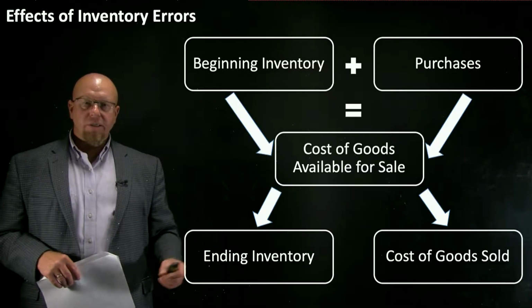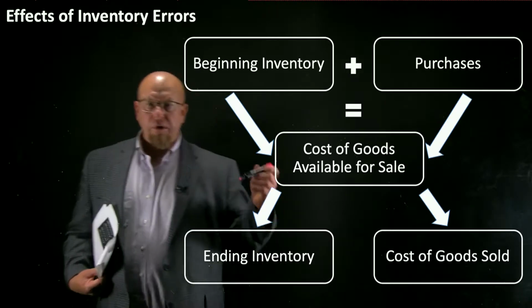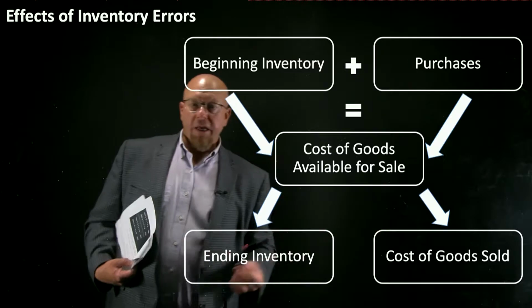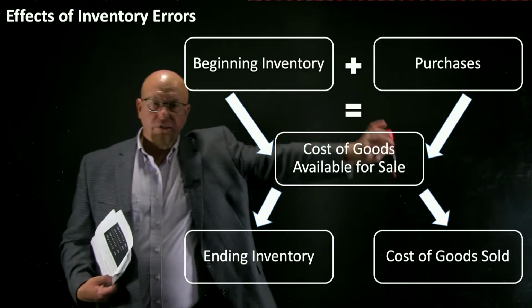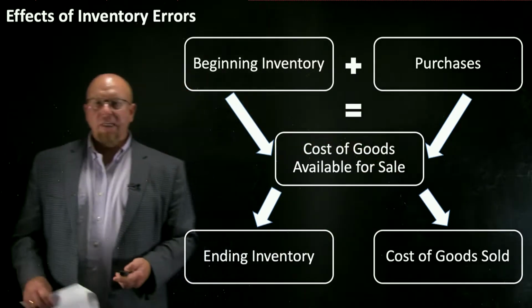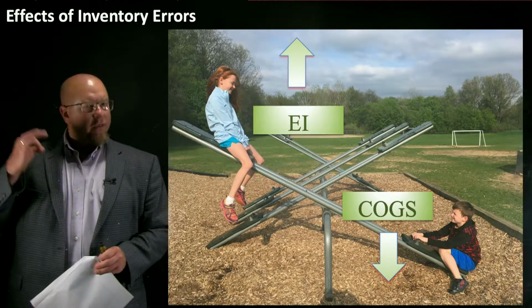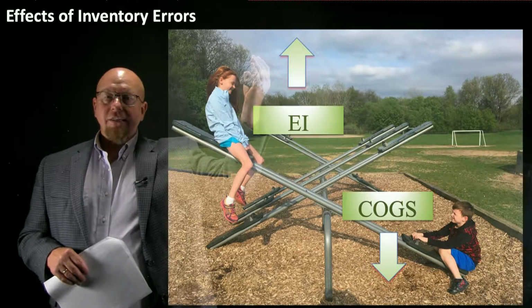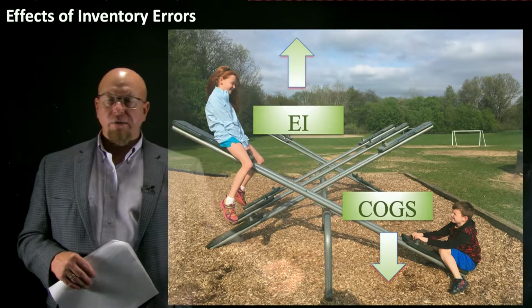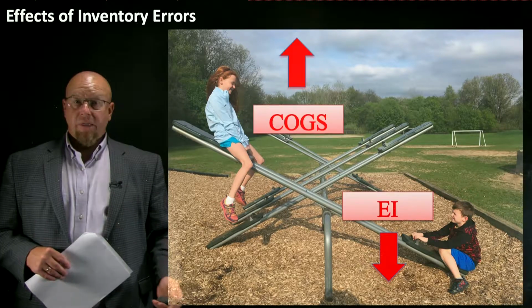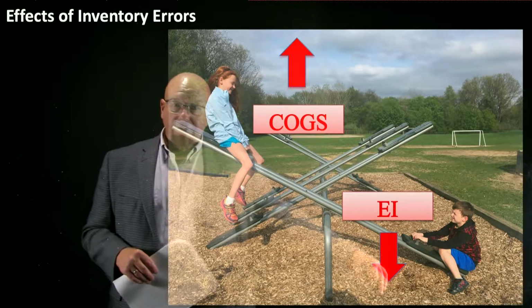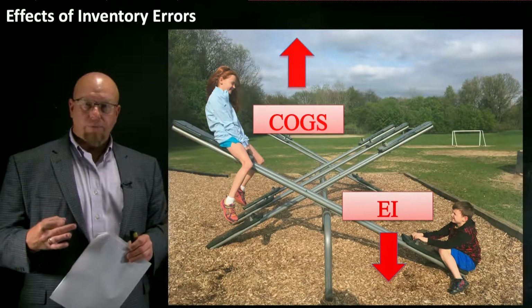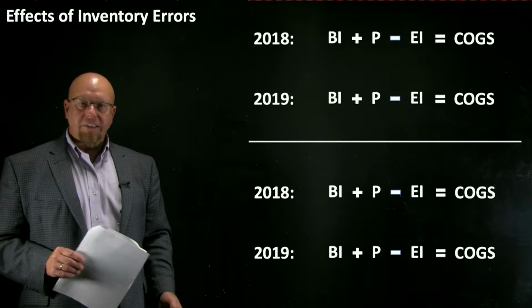Let's go back to this relationship here. If you see that ending inventory goes down, well, that means that your cost of goods sold will go up. And if your ending inventory goes up, your cost of goods sold will go down. And that's exactly what you're seeing with my son and daughter at the playground right here. If we overstate our ending inventory, that's going to have the effect of making our cost of goods sold calculation lower. If we understate our ending inventory, that's going to give rise to a higher expense, a higher cost of goods sold.